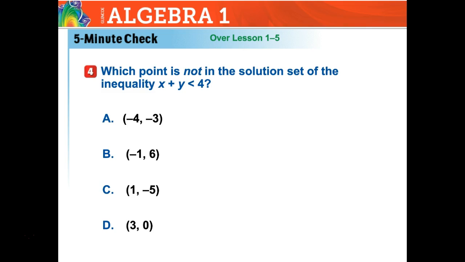For number 4, to get that answer, you just plugged in the points and determined if they were true or false. So what's -4 plus -3? -7. Is -7 less than 4? So that's true. So A works. So it's not A. -1 plus 6 is 5. Is 5 less than 4? Okay, so it is B. You had to pick which one was not true.